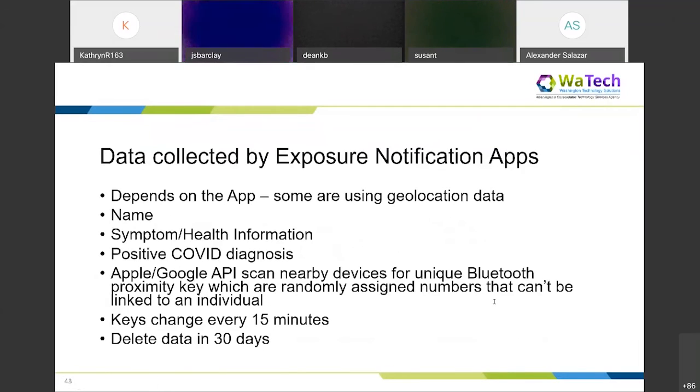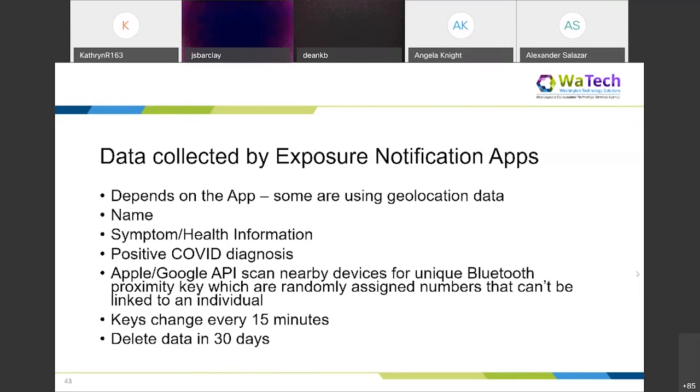So the data collected by the exposure notification apps depends on the app. And I will say that some are using geolocation data. There was one, I think it was in North Dakota, and that was one of the headlines I pulled. It was a very early app that actually did share geolocation data with third parties. I think people may have even been advertised to based on that. And so everybody else is trying to learn from those lessons in terms of not violating people's privacy or sharing with third parties in a way that people aren't aware is occurring.